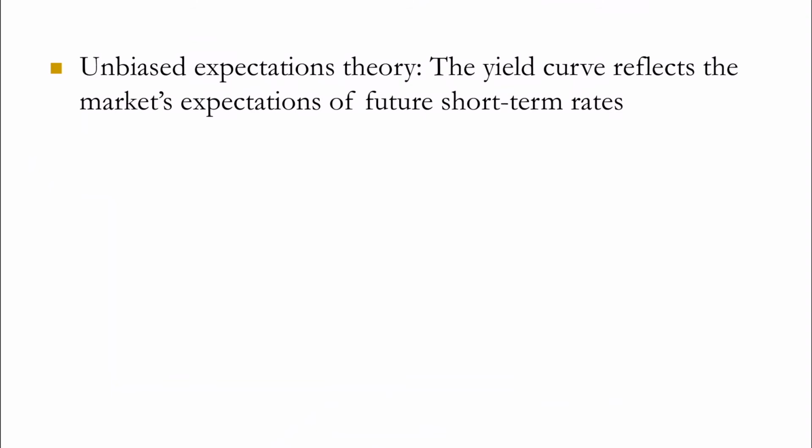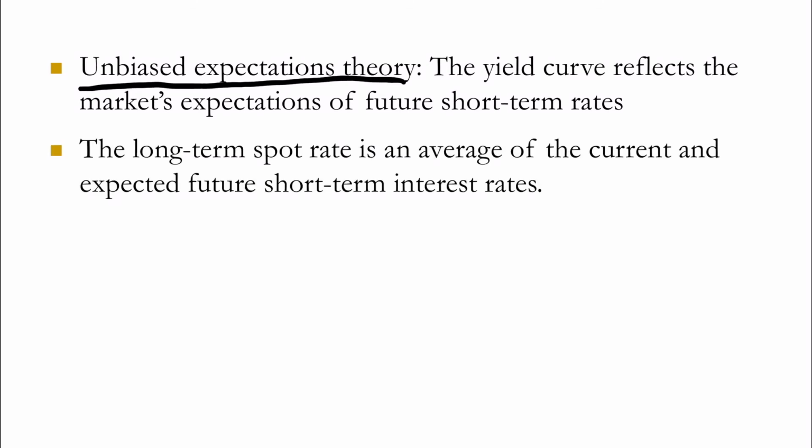So there are 3 main theories, and the first is called the unbiased expectations theory. The unbiased expectations theory says that the yield curve reflects the market's expectations of future short-term rates. So basically, if the market expects rates to rise, the yield curve will be upward sloping. If the market expects rates to decrease, then it's going to slope downward. If they expect it to be flat, then there'll be a flat yield curve. So let's take a look.